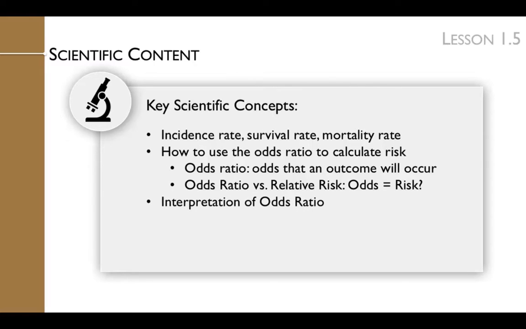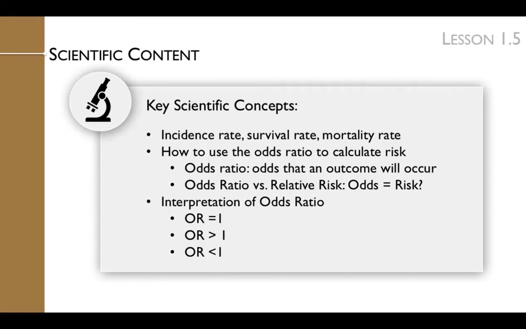You will also need to review how to interpret the odds ratio. An odds ratio of 1 means the odds you will get lung cancer if you smoke is the same as the odds you would get lung cancer if you don't smoke. An odds ratio greater than 1 means the odds that you will get lung cancer if you smoke is greater than the odds of getting lung cancer if you don't smoke. And finally, an odds ratio less than 1 means the odds of getting lung cancer if you smoke is less than the odds of getting lung cancer if you don't smoke.